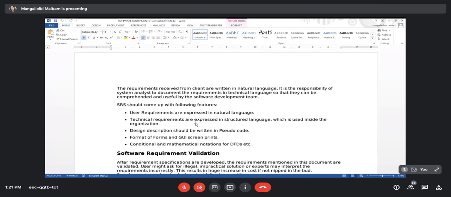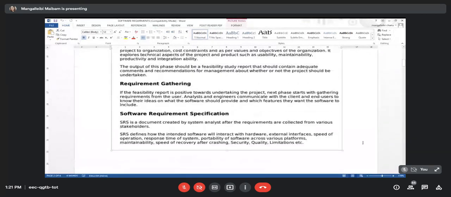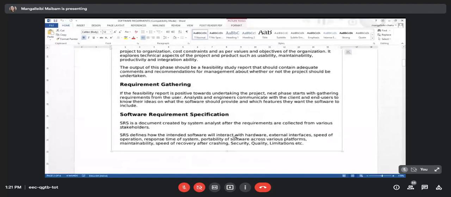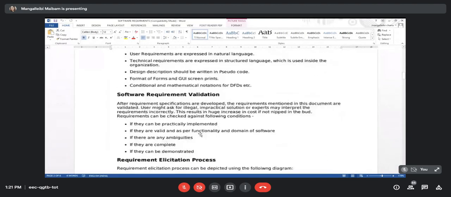So similarly in SRS also, it is a complete document where we explain our user requirements in a complete manner, which shows the external interfaces, hardware requirements, software requirements, time constraints, and quality, limitations, security, everything. So everything has to be explained in an SRS document.